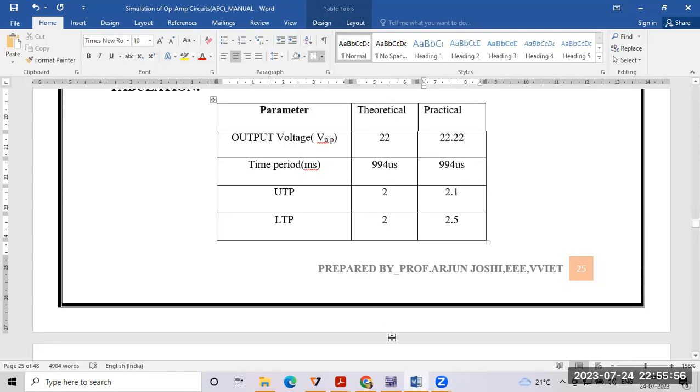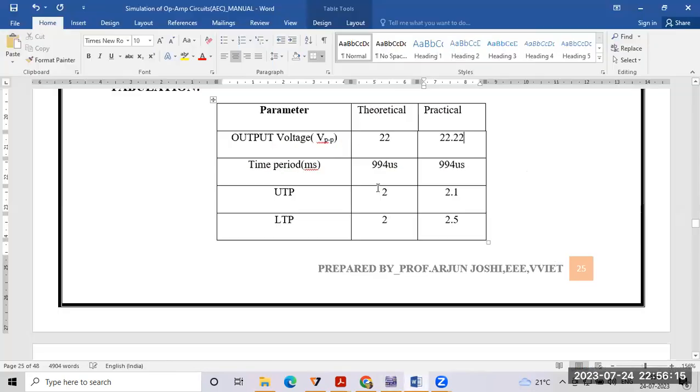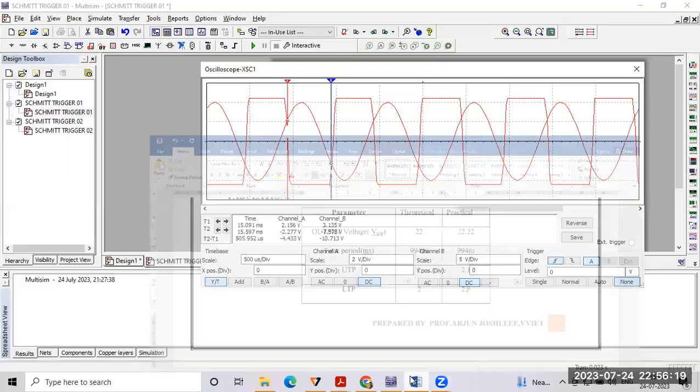22. Okay, and then UTP and LTP. How to check UTP and LTP? Just keep this intersection point. What should be the expected UTP and LTP? Plus 2, minus 2. Here it is plus or minus 2.1, 2.4. You need to take down the reading here. The theoretical value is 2.1, 2.5. You can take it like that.